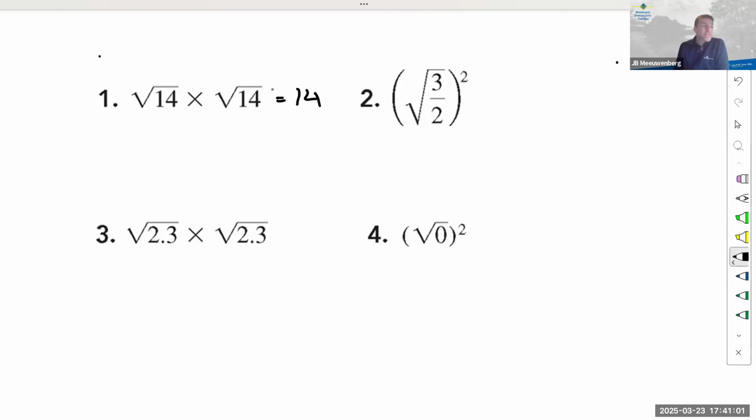We can also write repeated multiplication using an exponent. This means the same thing as that. So radical 3/2 times radical 3/2 is 3/2. The square root of 2.3 times the square root of 2.3 is equal to 2.3. And radical 0 squared, you guessed it, is 0.